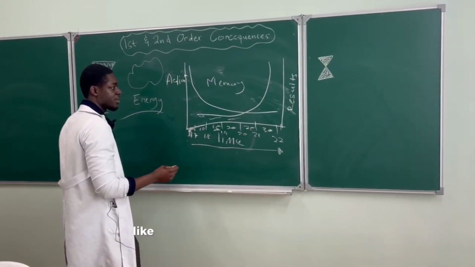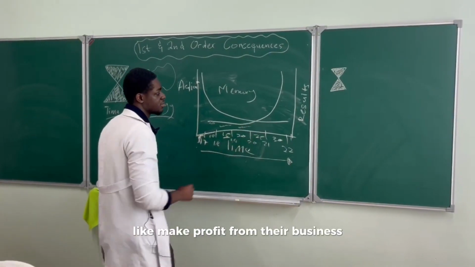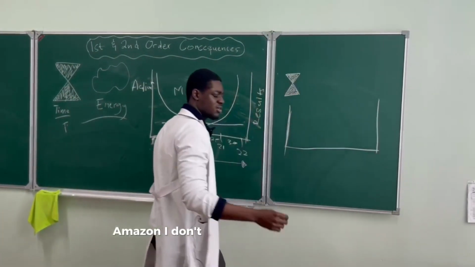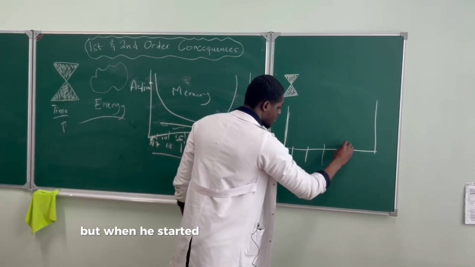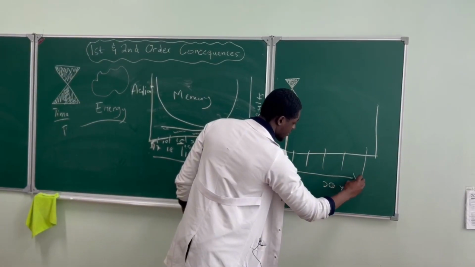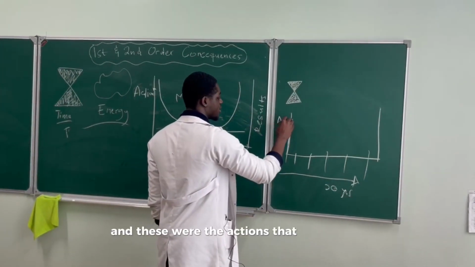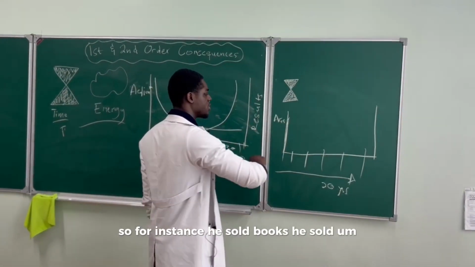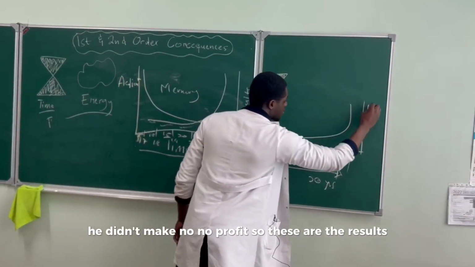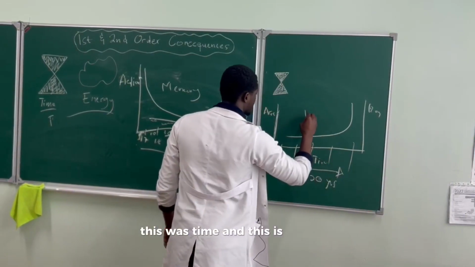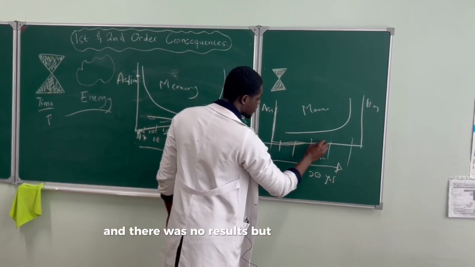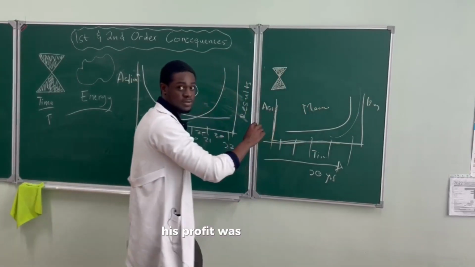That is how billionaires make profit from their business. So for instance, take Amazon. I don't know what year it started, but when Jeff Bezos started Amazon, he didn't make profits for like 20 years. These were the actions that he took. He sold books, toys and all this stuff. He made no profit. So these were the results. This was time, and memory. So he put in action, and there were no results. But after some years, his profit was exponential.